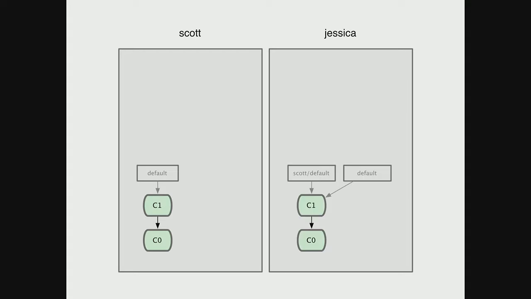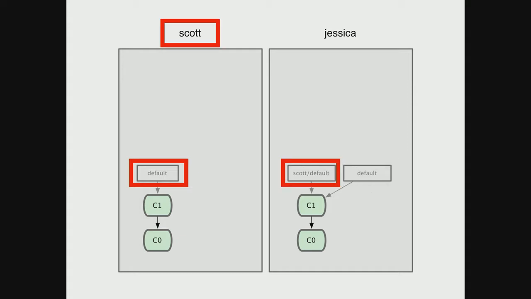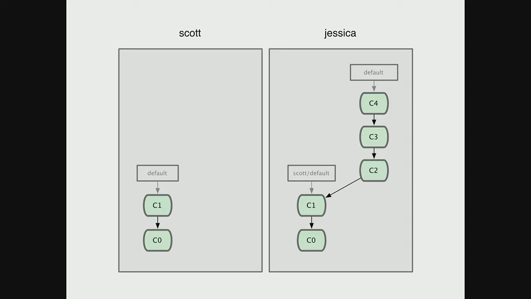Jessica has fetched from my repository. So now she has a Scott default, and then she also has a default branch that's pointing at the same place that Scott default is. And all that is right there is a git clone. Right? So we both have our own defaults, and then she has one that tells her, I cloned this from his repository. And then she does some work.